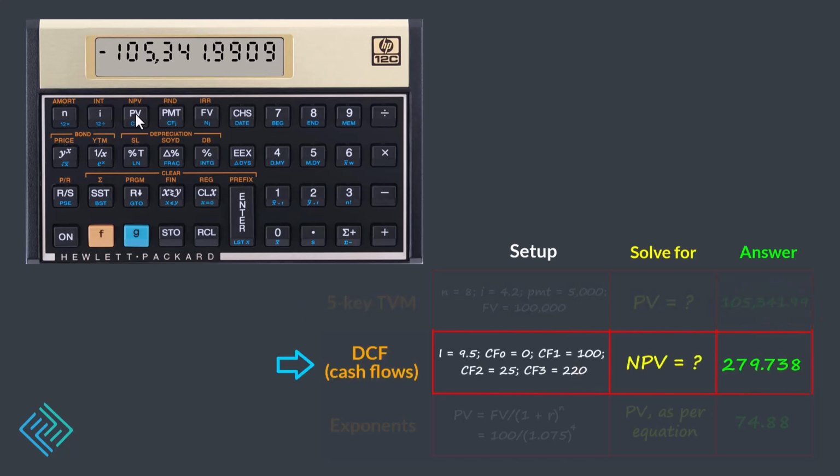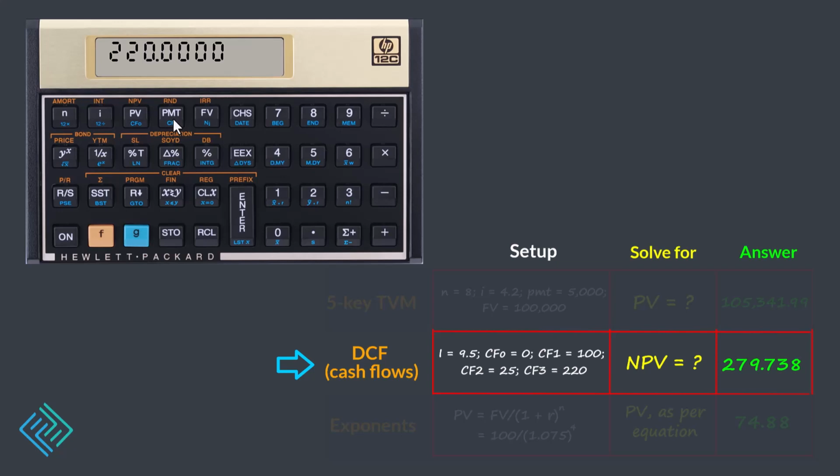For the DCF example, begin as usual with clearing all registers. Then 9.5 and enter that into I in the TVM section as your discount rate for the cash flows. Next, enter 0, blue shift G and CF0. Then 100, blue shift CFj for cash flow 1. 25, blue shift CFj for the second cash flow, and 220, blue shift CFj for the last of the 3 cash flows.